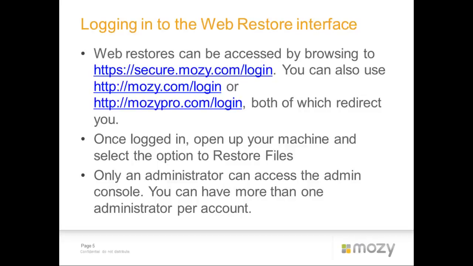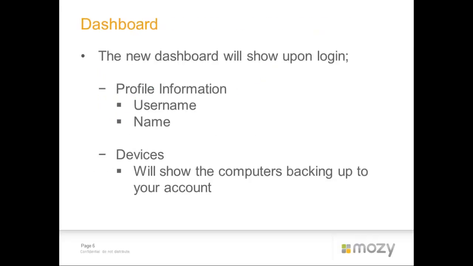How do you get to the web restore interface? All you need is web access, and you can log in at mozy.com/login. Once you're logged in, you open your machine and select the option to restore files. When you click restore files, it will open up a new window for you, which is the web access window. From the dashboard that you see from login, you will see profile information, which is the username and your name, and your machines then will be under devices, and so on.